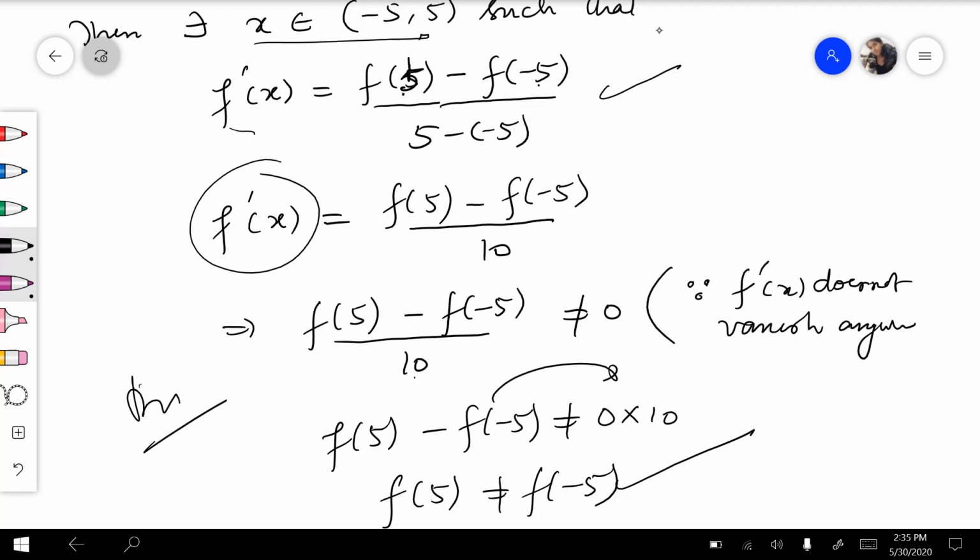I have tried to cover the concepts of Lagrange's mean value theorem, but I have not taken every question, so you can practice other questions to get perfection over the mean value theorem.